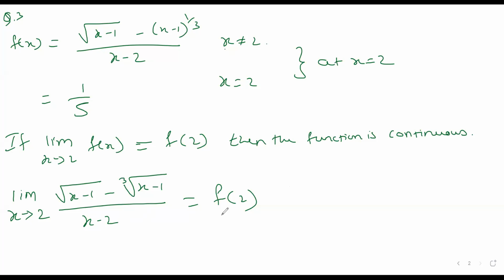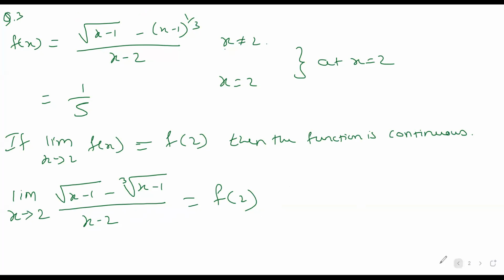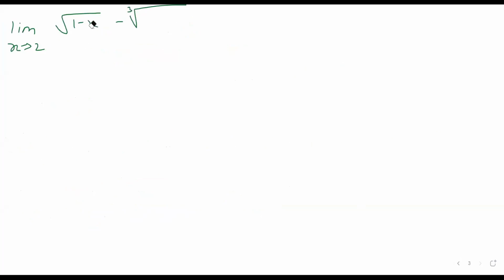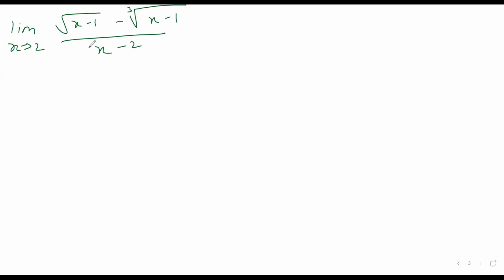So how will this be continuous if this is equal to f of 2? f of 2 is 1 by 5. So the answer of this limit has to be 1 by 5. How to find out the answer for the limit? Limit x tends to 2, square root of x minus 1 minus cube root of x minus 1, whole thing upon x minus 2. If I put x equals 2, my denominator will get 0. So I can't do that.